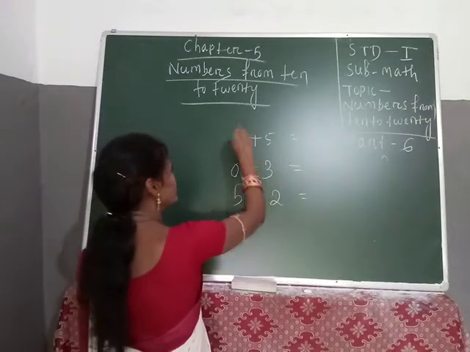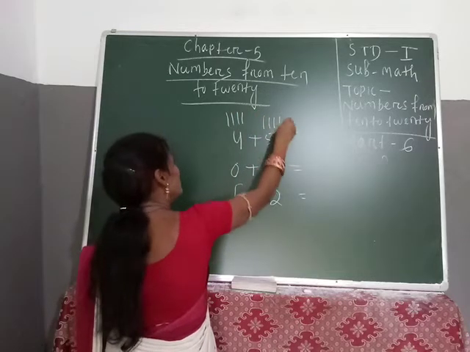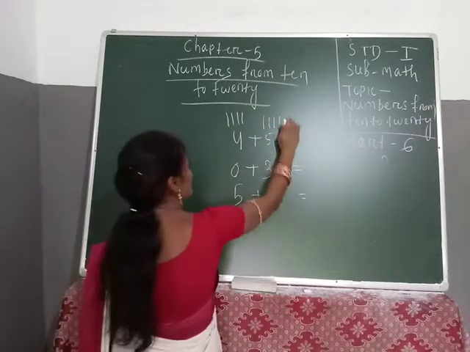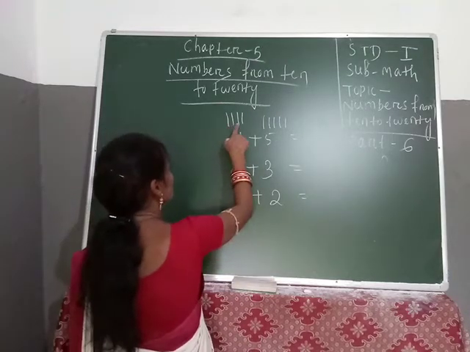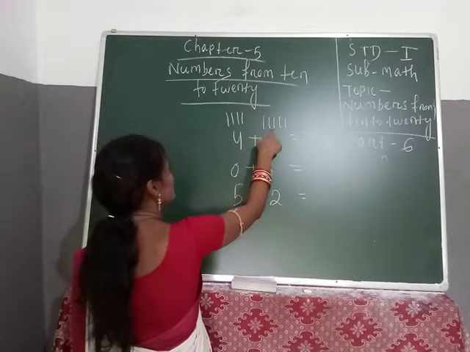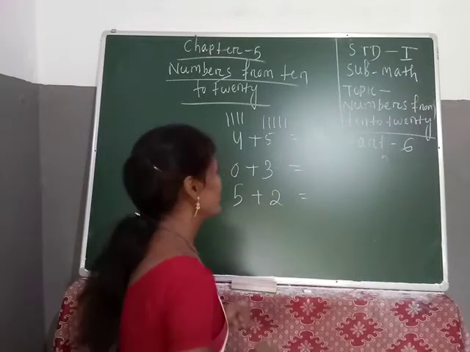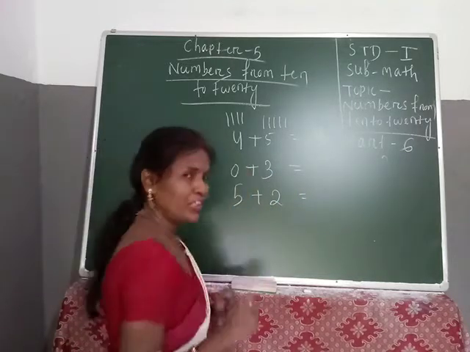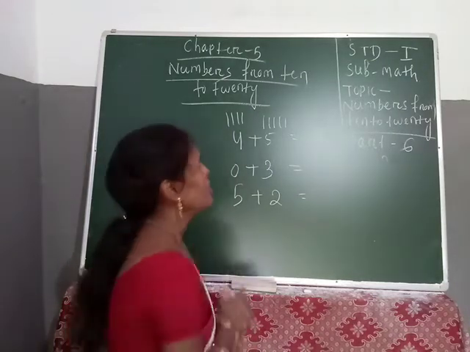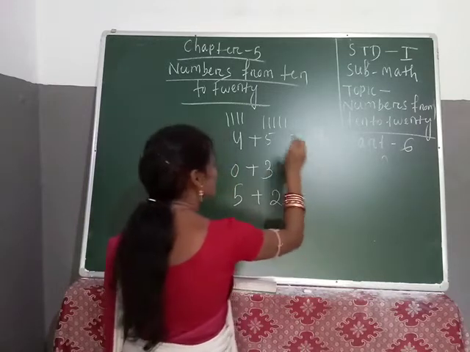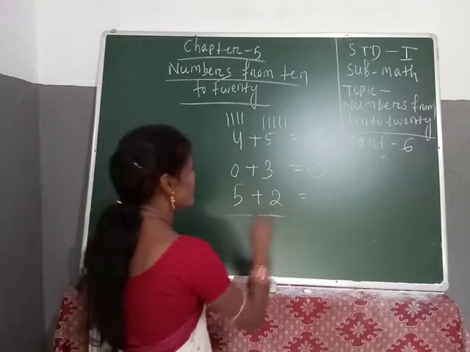Now let us count how many altogether: 1, 2, 3, 4, 5, 6, 7, 8, 9. Yes, that is 9. Next, here is a 0. What I told you, students: if we add 0 to any number, the result is the number itself. That is 3. Next, students, 5 plus 2.